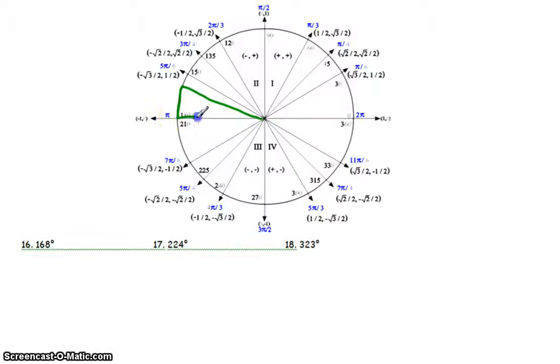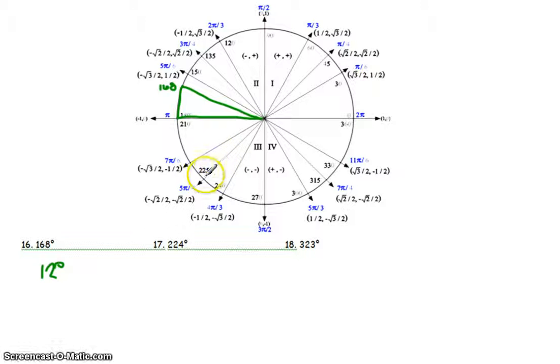If you remember back to geometry, the degree of this arc, the distance of this arc, is going to equal my angle right here. So if I find the distance, or the difference, which means I'm going to subtract between 168 and 180, I'm going to get 12, so my reference angle is 12 degrees.